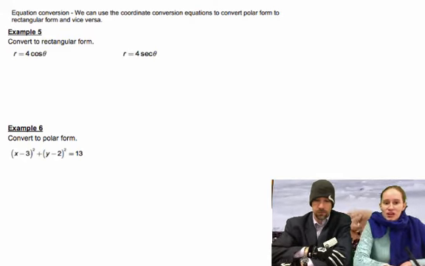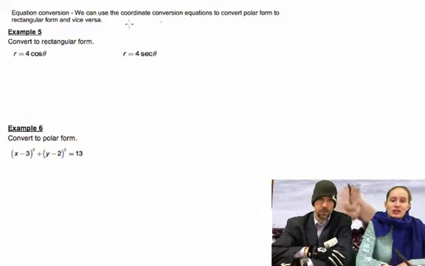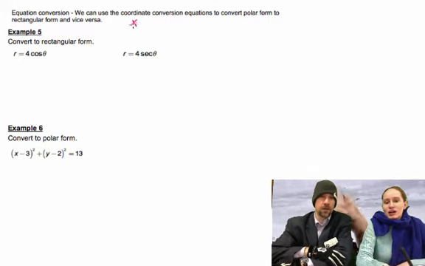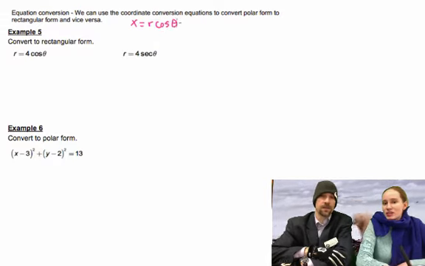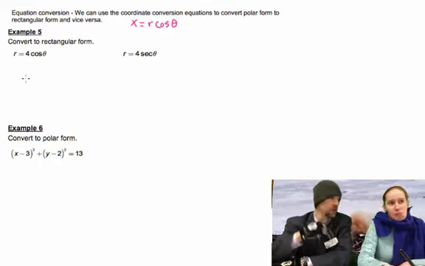So let's do this. Convert to rectangular form. We have r equals 4 cosine theta. Now we have x equals r cosine theta. But that's not what we have. How do we get an r in front of cosine? I know exactly what to do.